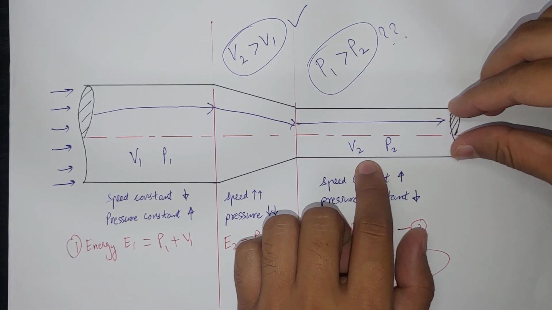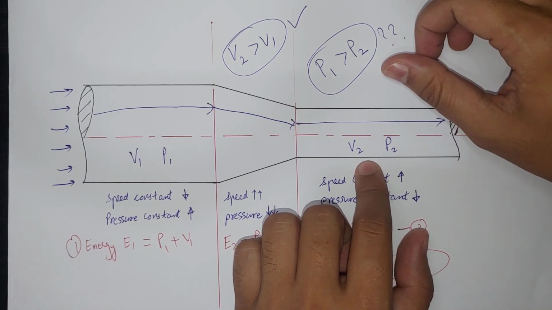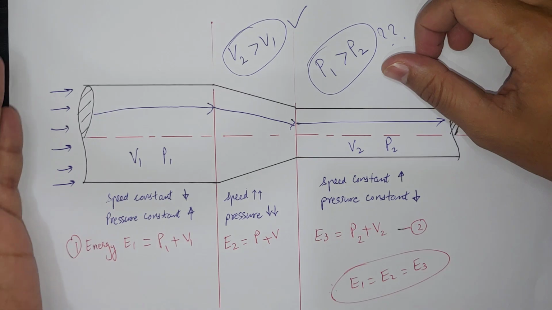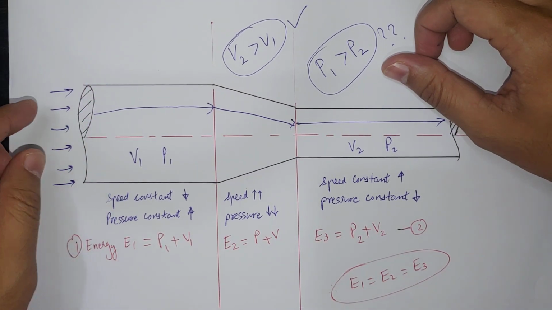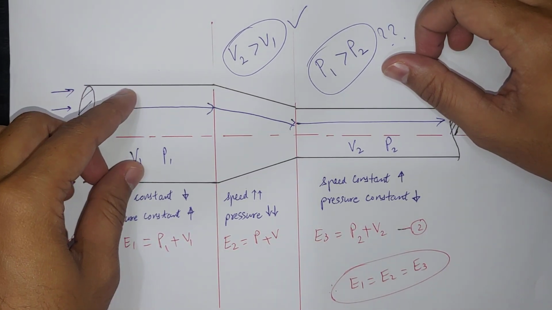than the rate at which it is going out, because the mass fluid coming from this side is constant, so the continuous mass is coming from this side.